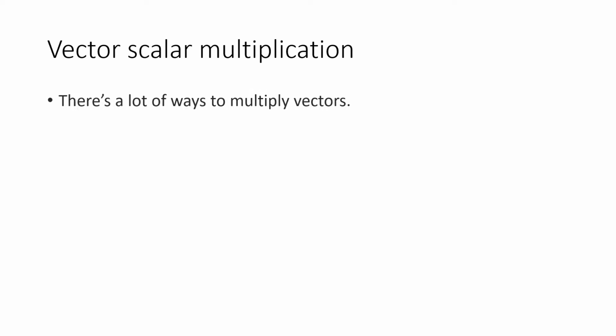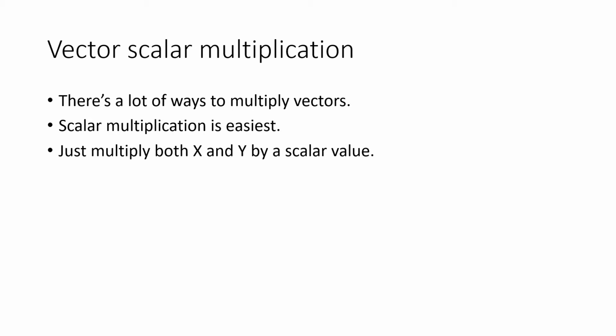Okay, multiplication. Now there's a lot of ways to multiply vectors. The simplest one is scalar multiplication. You simply multiply x and y by some scalar value. Scalar just is the opposite of a vector. It's not made of multiple parts.